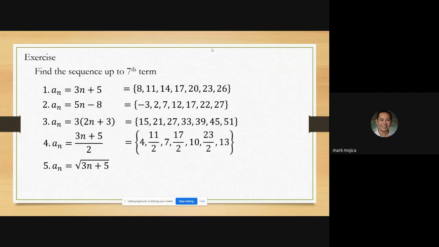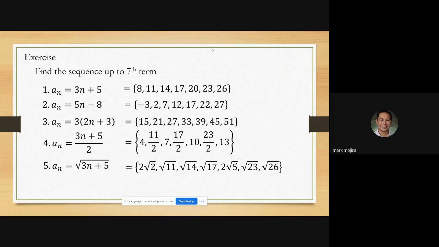And number 4, you have 4, 11 over 2, 7, 17 over 2, 10, 23 over 2, and 13. And the last, you have 2 square root of 2, square root of 11, square root of 14, square root of 17, 2 square root of 5, square root of 23, square root of 26. I know what you're thinking. Sir, how did you get number 4? How did you get number 5?